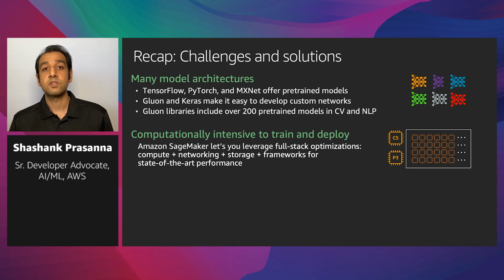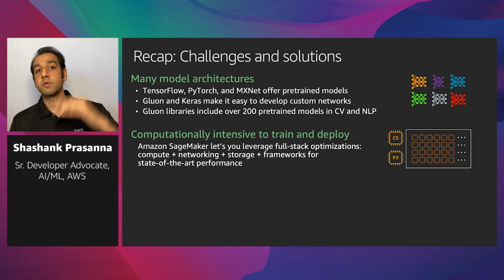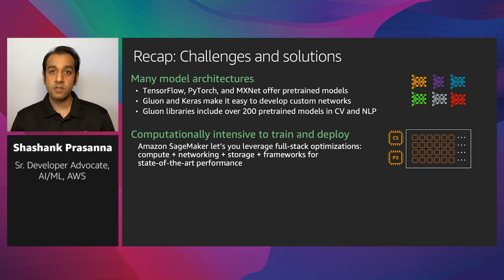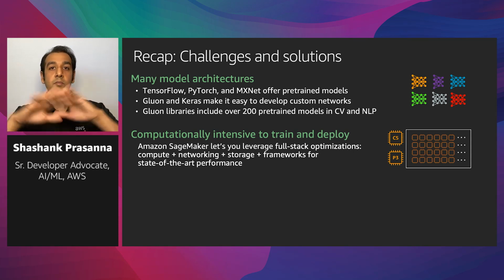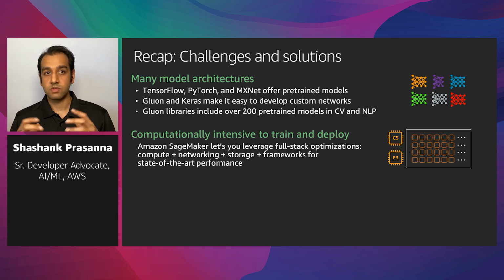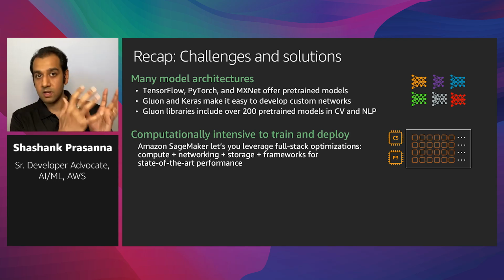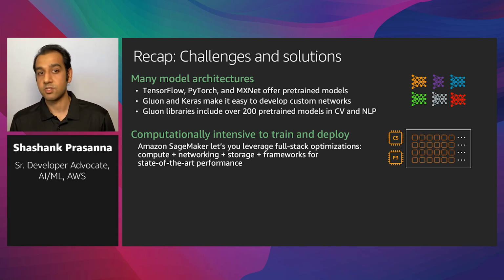This is where ML services like SageMaker will give you full stack optimizations. So you don't have to worry about infrastructure level optimizations or managing clusters and others. You simply bring in your framework and code, and you can be guaranteed that you'll get the best performance, similar to those record setting benchmarks that I showed earlier.